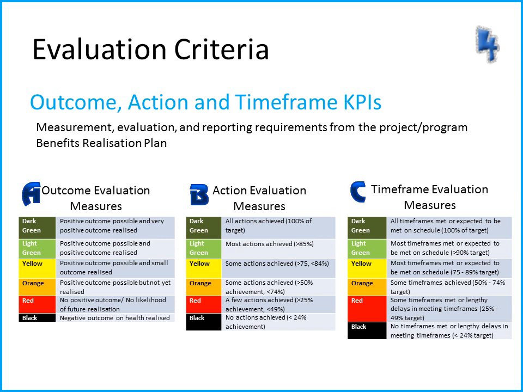The action evaluation measures are what actions you said you were going to take to achieve your project. For example, if you said that by 30th of June you were going to employ 5 nurses to undertake the project, but you only achieved 1 nurse, you would then look at the scale and look at 20% achievement, which would be black, no actions achieved, or less than 24%. Timeframes are based on the timeframe you stated. For example, if you said that the project was going to be implemented in phase 1 by 30th of June, where did it fit? Did you actually achieve it in the timeframes you said?